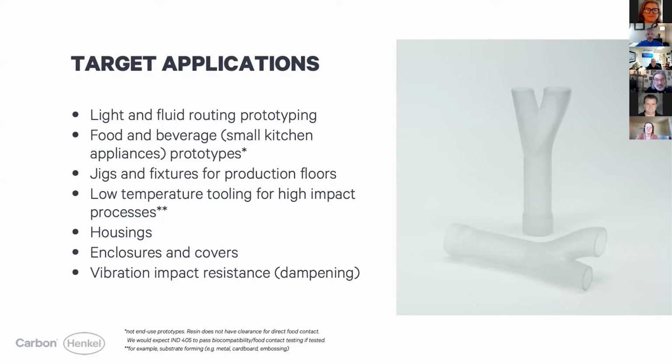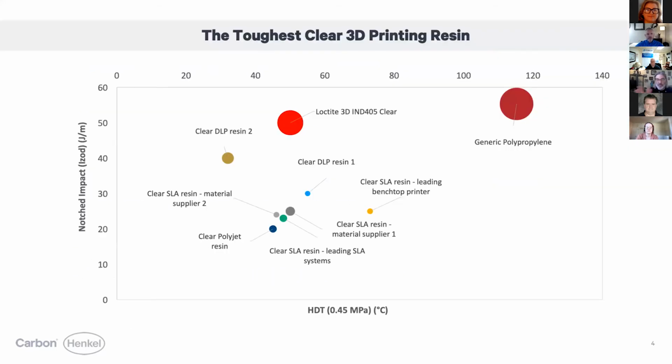Some of the target applications are light and fluid routings for prototyping, food and beverage for small kitchen appliances in the prototype world, jigs and fixtures. Once again, this is a very easy material to work with, and it's exceptionally strong for a single cure material. Low temperature tooling for high impact is done very well in this material as well. Housings, enclosures and covers, and vibration impact resistance. Really neat material to work with, and printability is key and perfect. You can get an idea of where it sits out of all the clear printing resins that are offered throughout all the OEMs, and it sits up there pretty nicely.